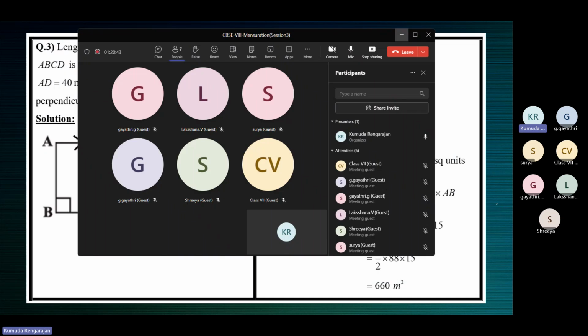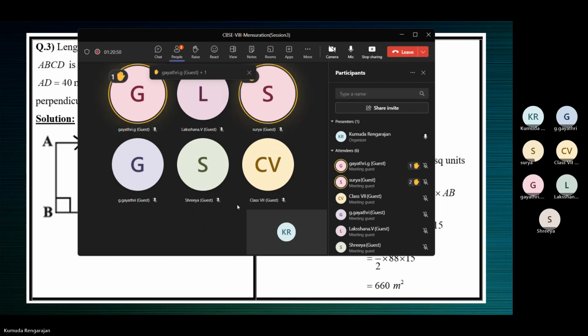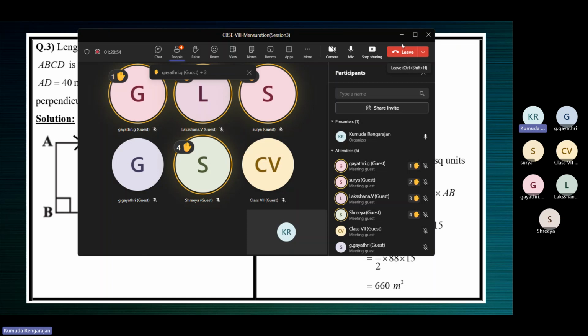Online students, use the emoji, raise your hand. Gayatri, Surya, Lakshana, Shreya. Very good.